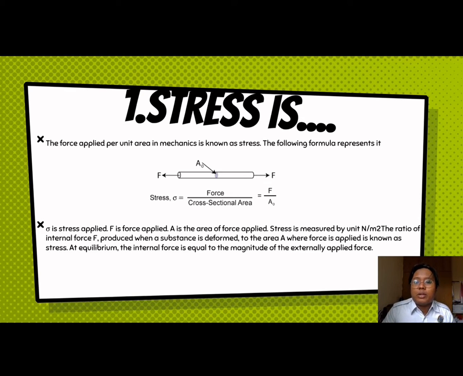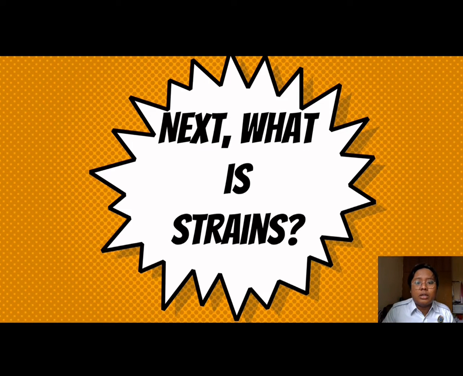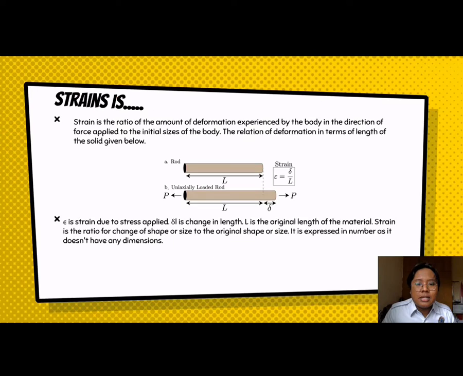Okay, next we go to what is strain. Strain is the ratio of the amount of deformation experienced by the body in the direction of force applied to the initial size of the body. The relation in terms of length of the solid is given below. As you can see at the bottom, the diagram shows strain and the formula.